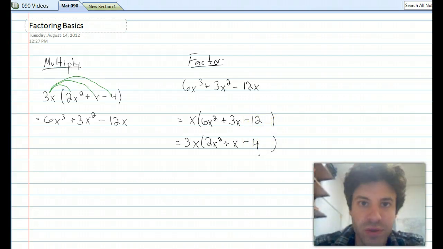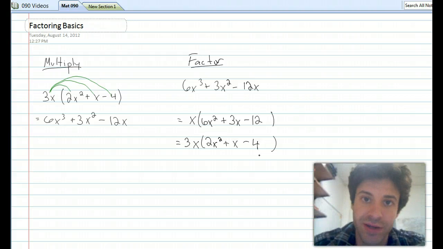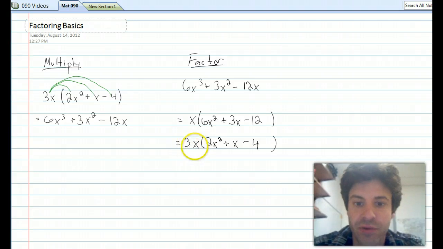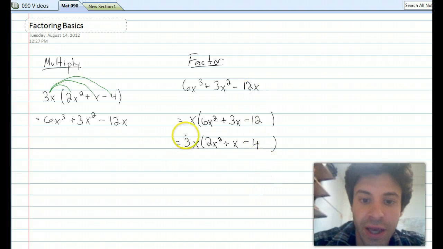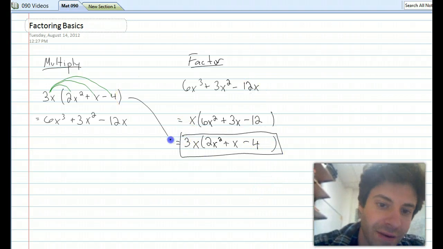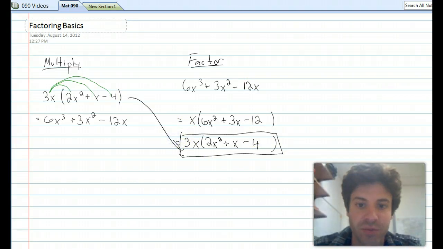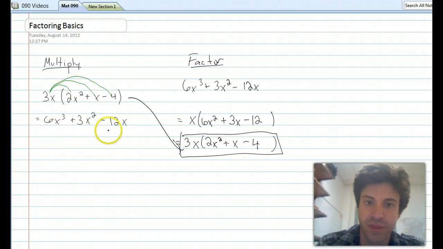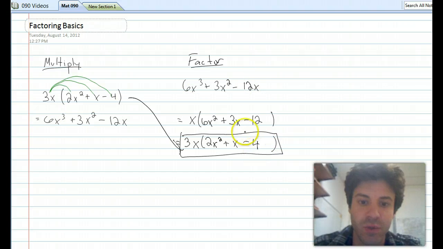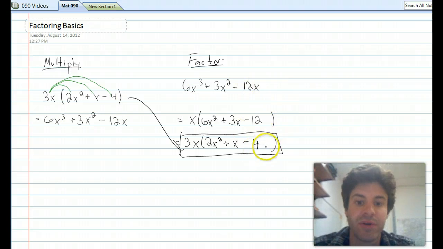So now can we verify one more time that this factorization is actually correct? Well, what you do is you imagine multiplying this 3x back through the parentheses. 3x times 2x squared is going to give you the 6x cubed. 3x times x is going to give you a 3x squared. And 3x times negative 4 is going to give you a negative 12x. So this factorization is true. And you'll actually notice that it's exactly what we started with in the multiplication problem. So in the multiplication problem, we multiplied through our parentheses. And in the factorization problem, we did just the opposite. We pulled out what we could out of the parentheses.